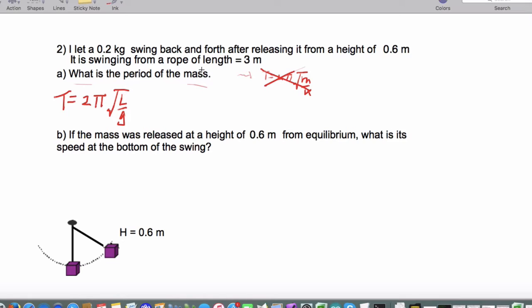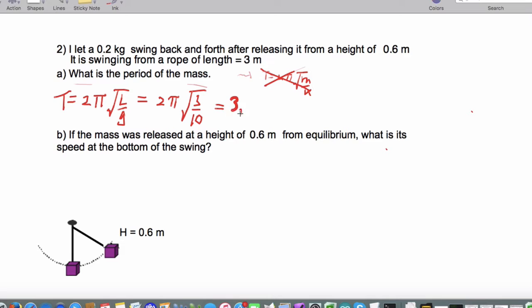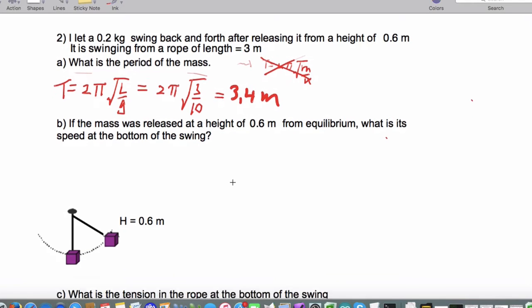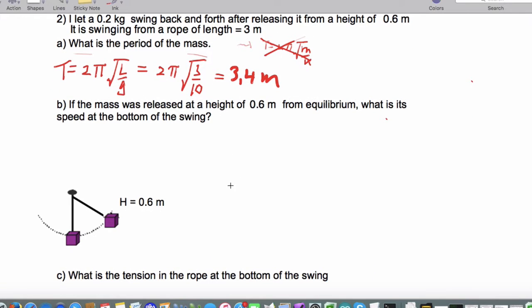When we plug in our numbers, it's going to be 2 pi square root of 3 meters over 10. When we throw that into our calculator, we end up getting 3.4 seconds. And then the mass is released from equilibrium. We want to know its speed at the bottom of the swing. This is actually a conservation of energy problem, so let's be careful.